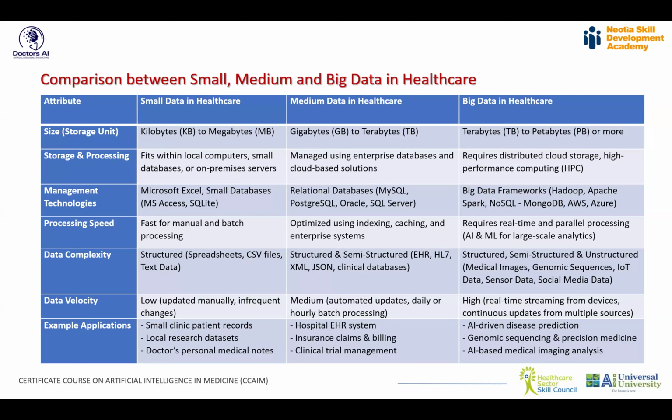The data complexity in big data is structured, semi-structured, and unstructured. So you have medical images, genomic sequences, IoT, so many things. And the data velocity is very high. So you can also do data-driven disease prediction, genomic sequencing, AI-based medical imaging, and multiple medical imaging applications. Now, this is the classification of small, medium, and big data in healthcare.